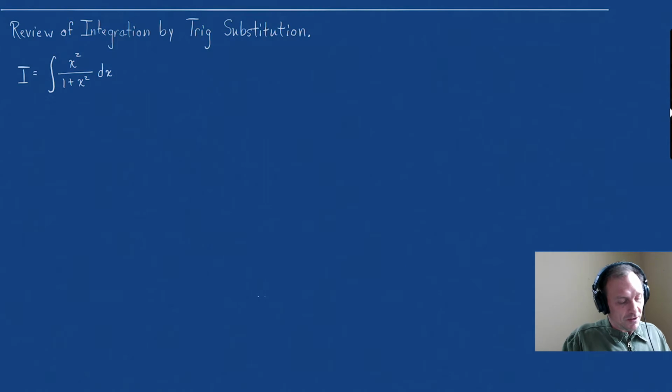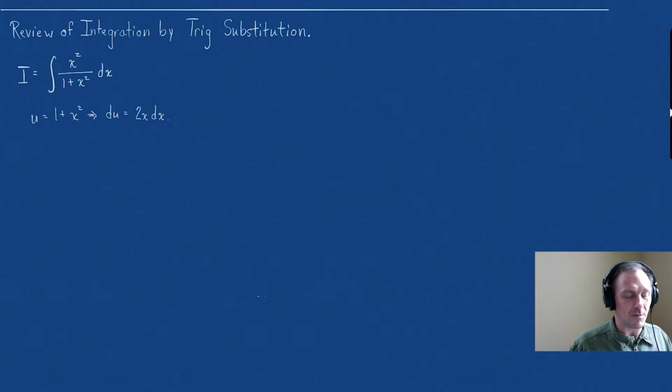Notice that if I try a u substitution, because that's a common place for us to start, it's our first method of strategy that we learned. If I try u equals 1 plus x squared, well, then I get du is 2x dx. And so the problem there is that I lose a power. I need an x squared in the numerator.